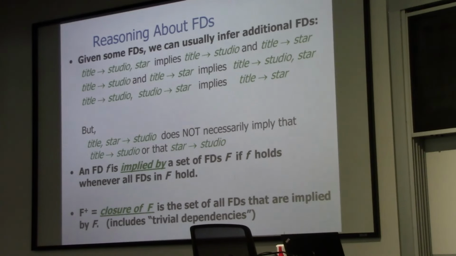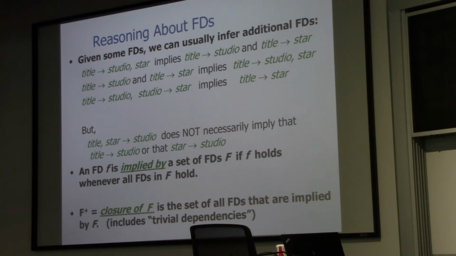For any two records, if title values are the same, we have studio values are the same based on the first functional dependency, and star values are the same based on the second functional dependency. Hence, if title values are the same, the combination of studio and star values must be the same, because both of them independently are the same. So when you put them together, they are still the same, by definition. That means title determines studio and star.